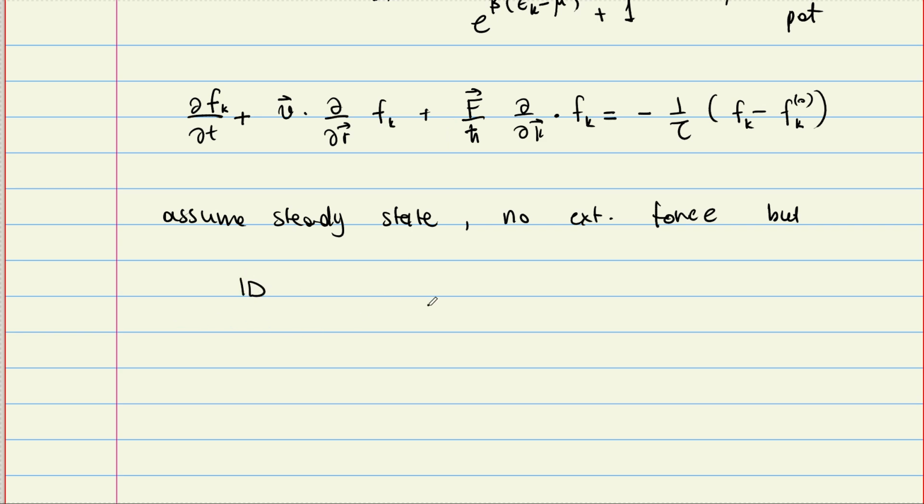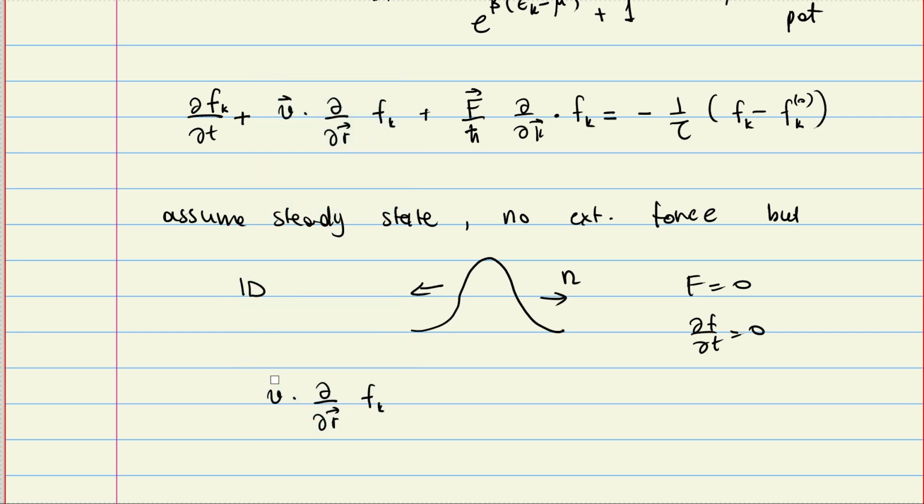So let's consider 1D, and I want to put in some density inhomogeneity, right? So this is n, and I want to see how this n is going to evolve in time due to this Boltzmann equation. Then F is 0, ∂f/∂t is 0. And since it is 1D, I'm just going to take the one-dimensional form. So this is v_x, and this is going to be ∂/∂x. I'll leave the arguments implicit. So this is minus 1 over τ (f minus f^0).